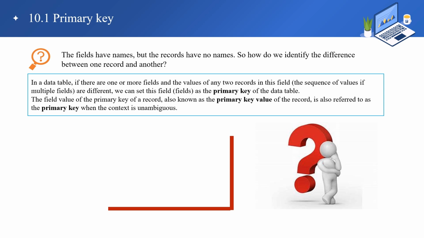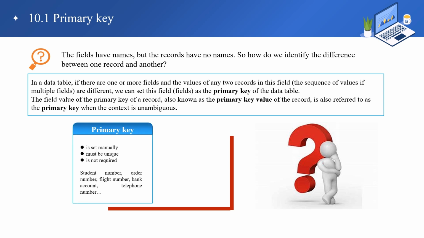Note that the primary key is set manually and not found automatically. There may be multiple fields in a data table that meet the condition of primary key, that is, uniqueness, but we will only select one as the primary key. A primary key must be unique, but a unique field may not be a primary key. The field value of the primary key of a record, also known as the primary key value of the record, is also referred to as the primary key when the context is unambiguous.